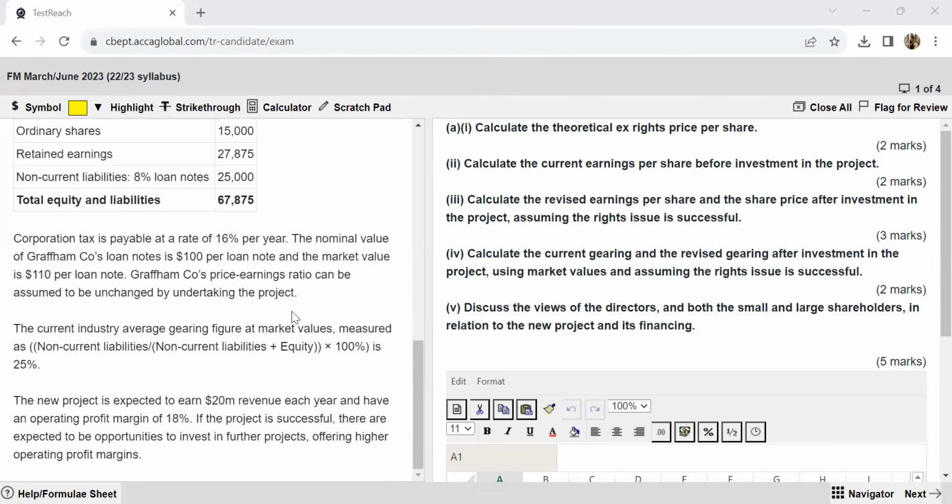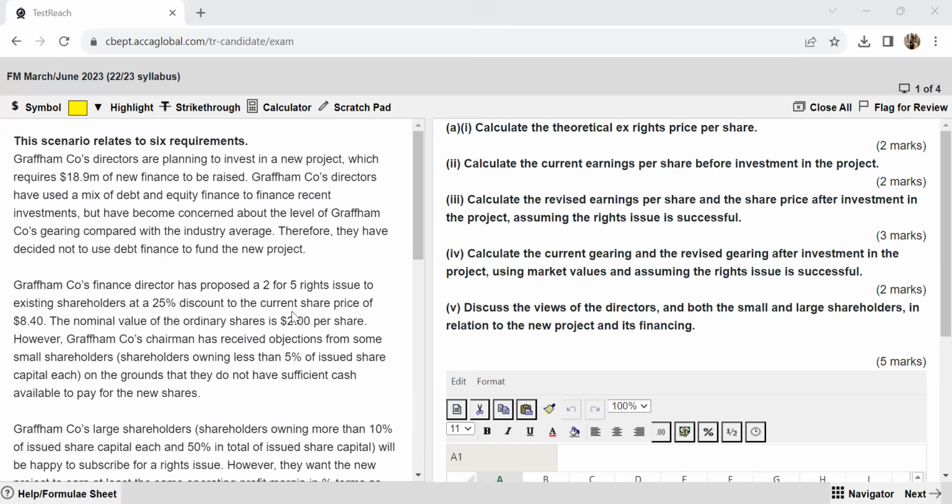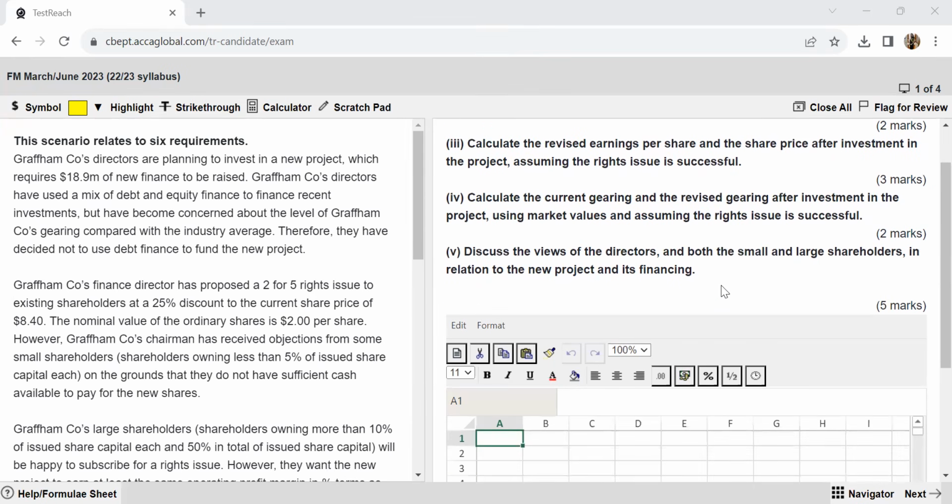As I can see, the scenario is present over here on the left hand side, and I do have the requirements also with me. So going over the requirements quickly. First part is the TERP calculation. Then I have to find out the EPS before the investment. Then I have to calculate the revised EPS after the investment, assuming that the rights issue is successful.